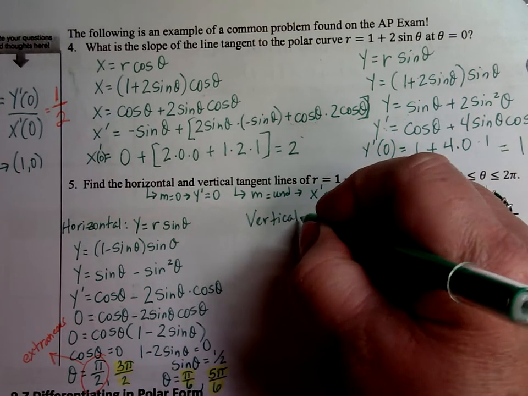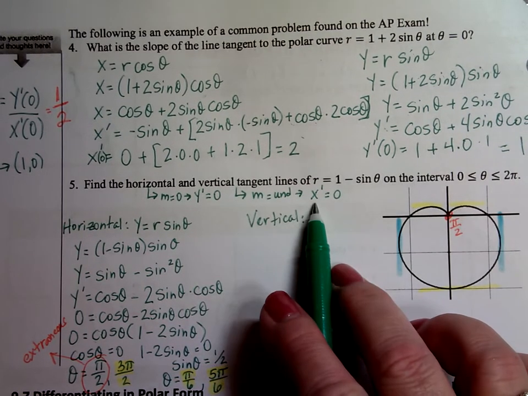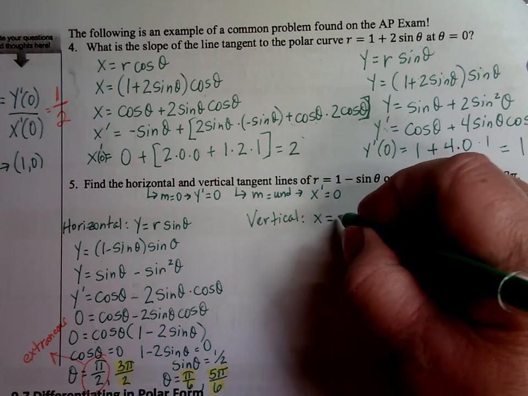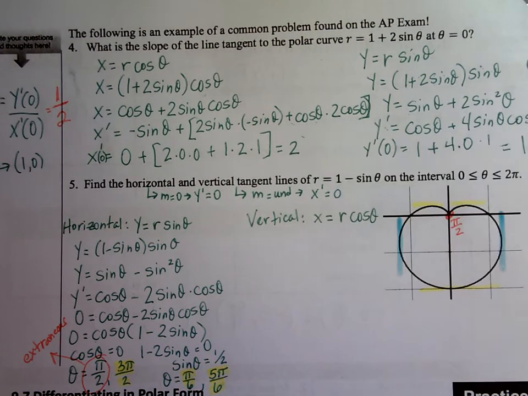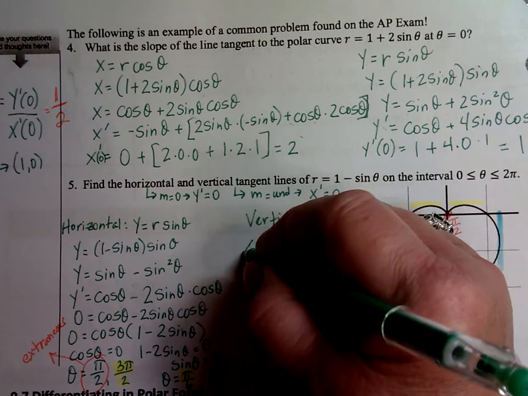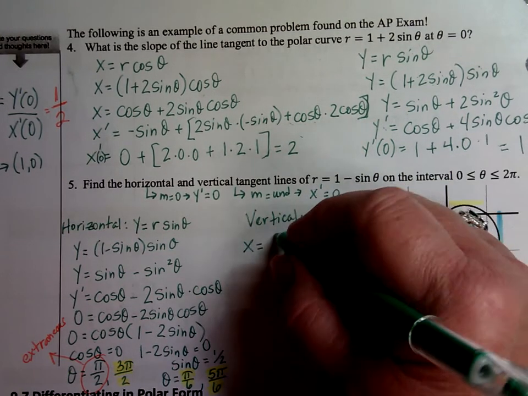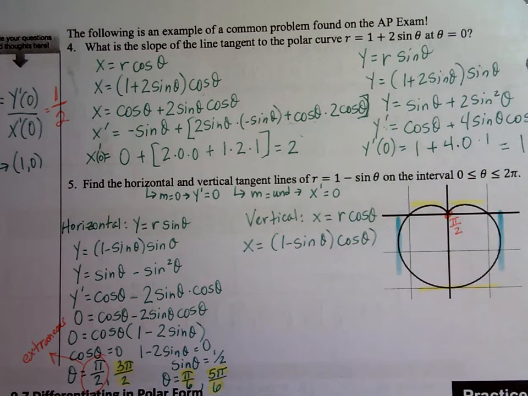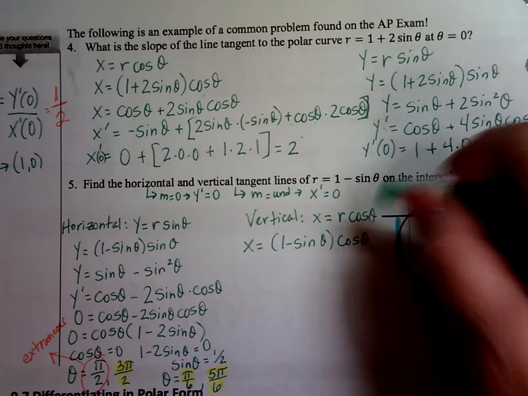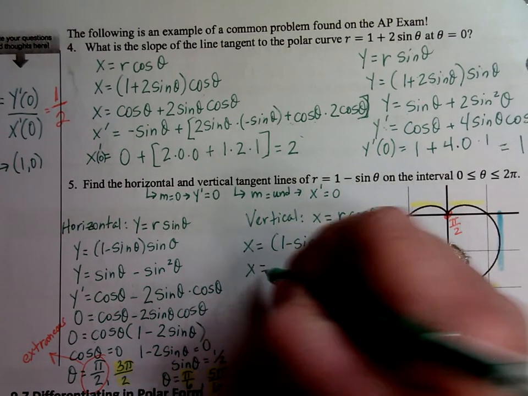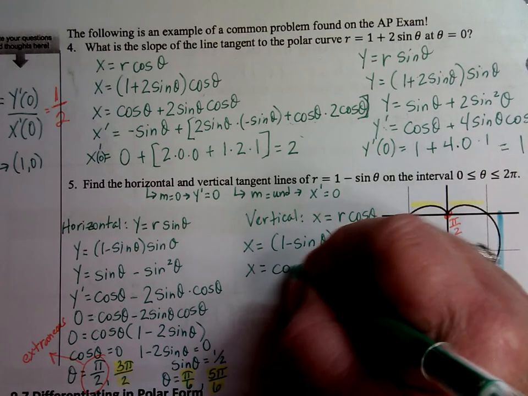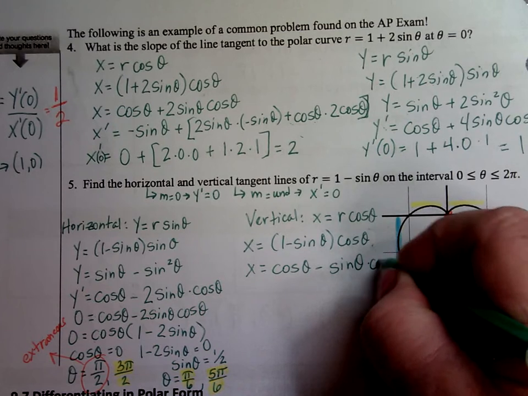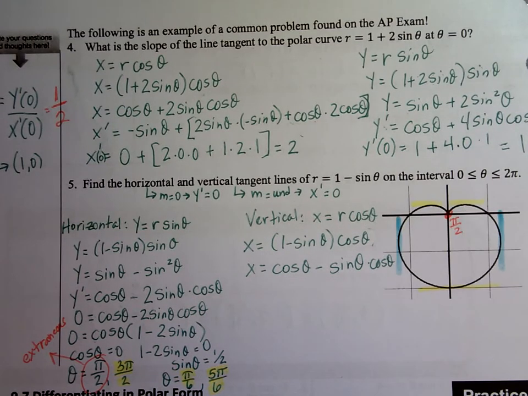Well, that's when the x derivative is equal to 0. So let's know what x is. Our fact is that x equals r cosine of theta. We know what r is. So x equals 1 minus the sine of theta times the cosine of theta. Oops, I don't need an extra parenthesis there. And then I distribute it through because I'm going to try to get to a derivative. Cosine times 1 is cosine. And I have a sine times cosine. Both pieces have a cosine. I can factor it out.